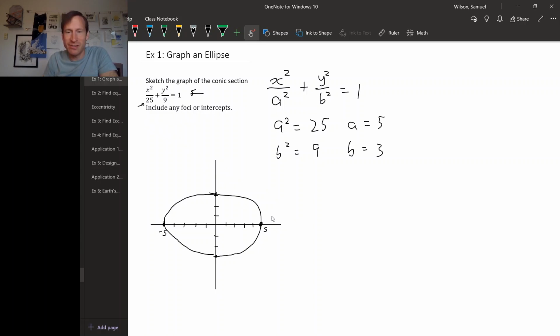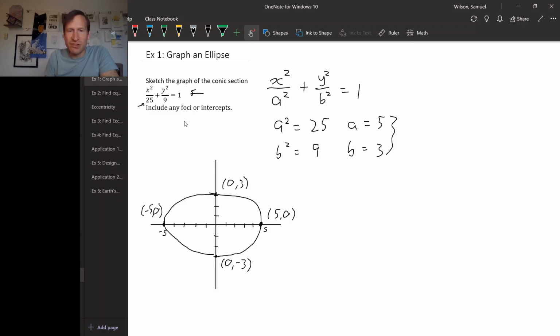Now, the intercepts are easy because those are the points that we use to sketch the ellipse in the first place. So this x-intercept on the right is 5, 0. This x-intercept on the left is negative 5, 0. The y-intercept on top is 0, 3. And the y-intercept on the bottom is 0, minus 3.